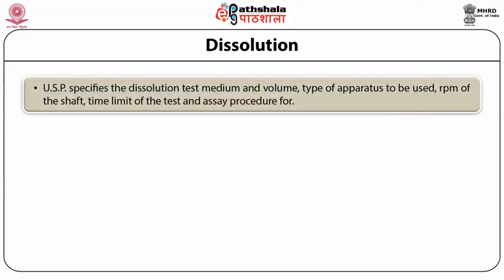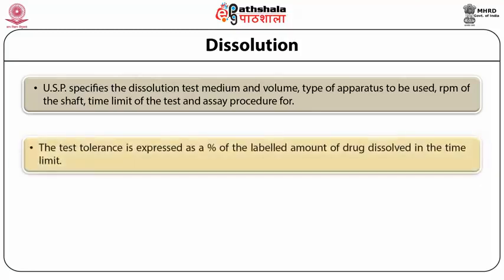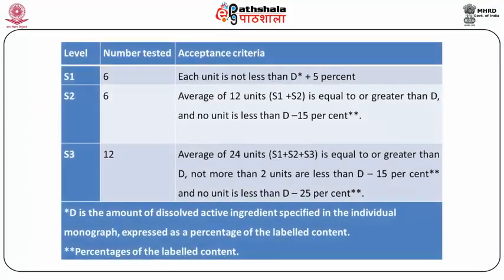United States Pharmacopoeia specifies the dissolution test medium and the volume, the type of apparatus to be used, the RPM of the shaft to be set, the time limit of the test, and the assay procedure. The test tolerance is expressed as a percentage of the labeled amount of drug dissolved in the time limit. This slide shows the different levels of dissolution of any tablet formulation.